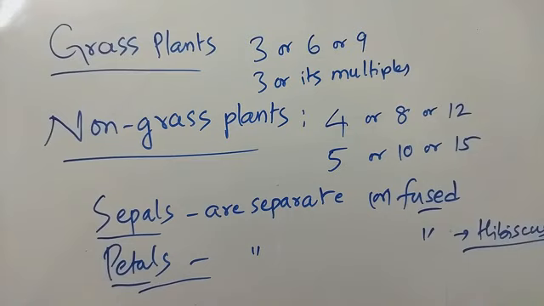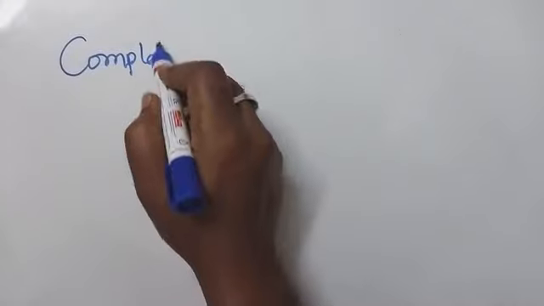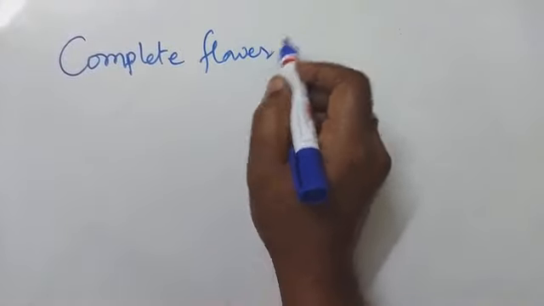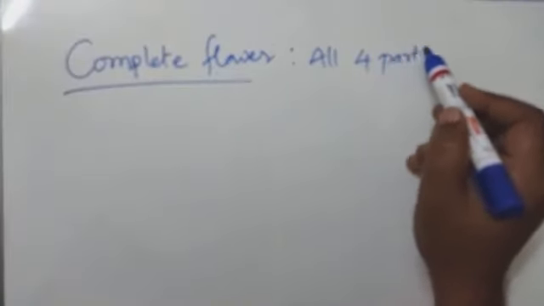Mostly, in most of the plants, the flower will have all four parts in it. In some plants, the flower may not have either stamens or pistil. So, what are the terms that are given to the flower which has all four parts, and to the flower which lacks one part? The flower which has all four parts is known as a complete flower. Complete flower, all four parts present.